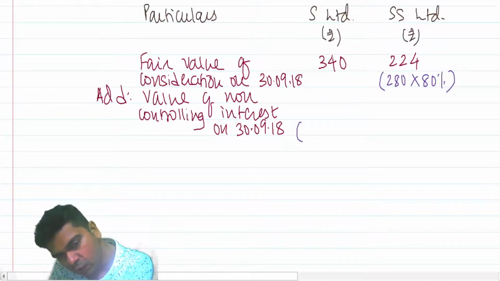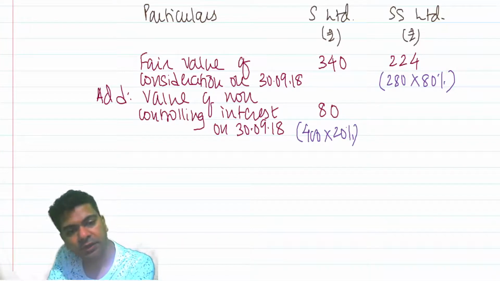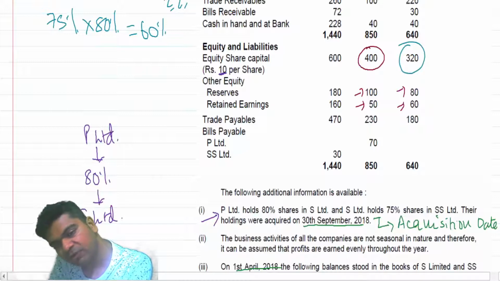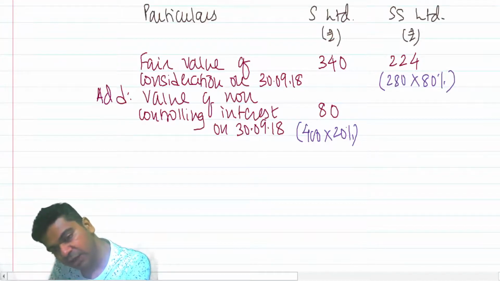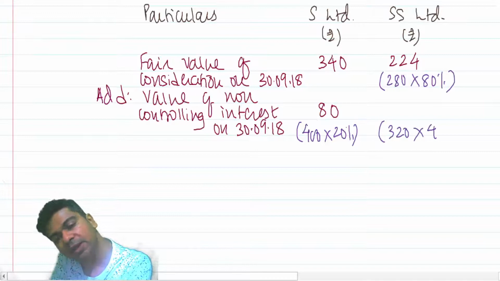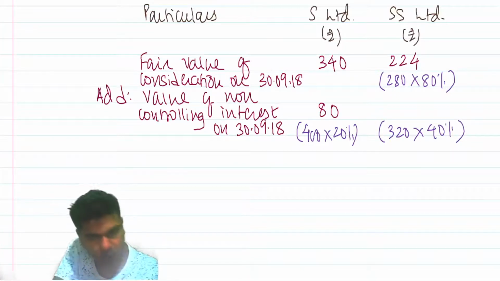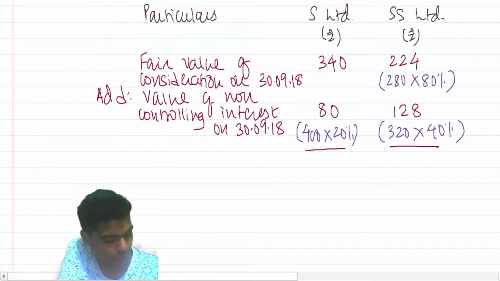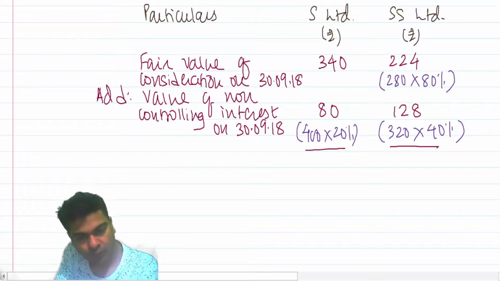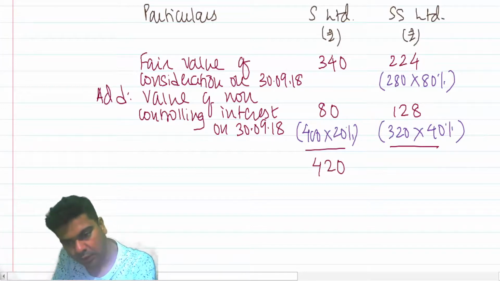So I say here 400 into 20%. So on fair value basis, it is turning out to be 80. And what is the share capital for the other company? The share capital for the other company is 320. So here I will consider 320, and be very careful here. We'll say 320. The non-controlling interest here is 40%. I get 128. So 340 plus 80, 420, 224 plus 128, 352.